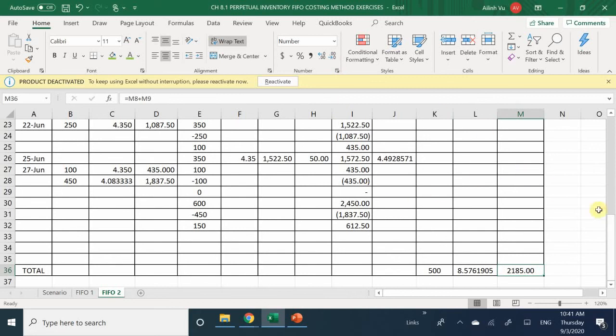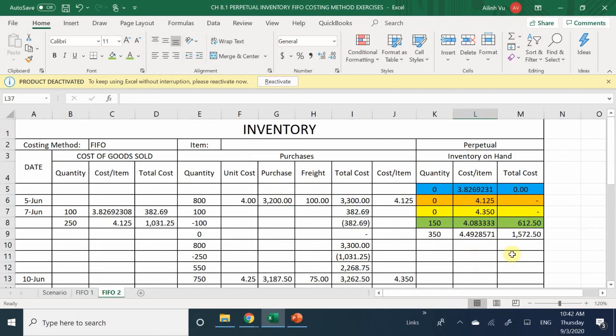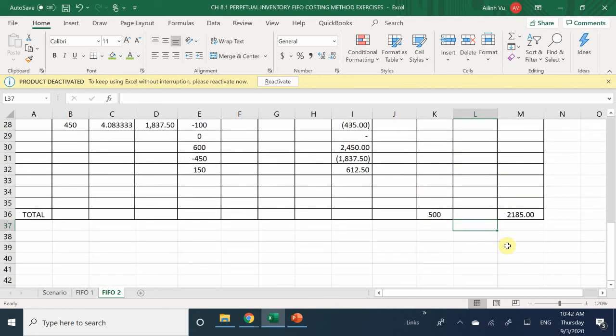That's adding up the items on hand, but we don't need this part. I just filled in the formula. So then there you go. Our total inventory on hand is 500 units and it cost in total $2,185. Now, if you calculate this, does 612.50 plus our 1572.50 equal this? It should.